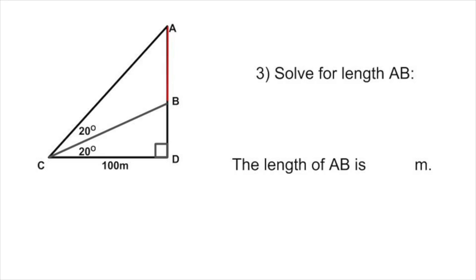Lastly, we subtract BD from AD to give us the length of AB. 83.91 minus 36.39 equals 47.52, meaning the length of AB is 47.52.